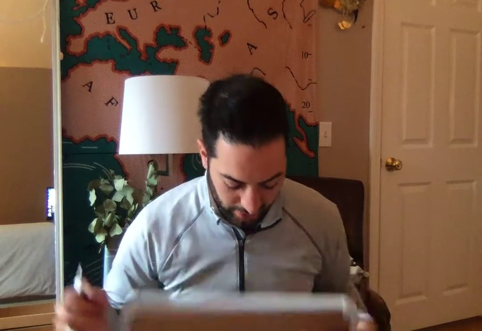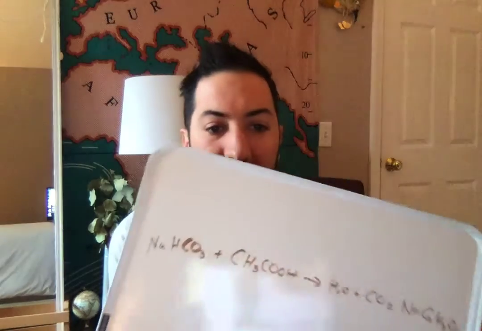So let's go through it. Let me just write it out here. NaHCO3 plus CH3COOH, H2O, CO2, NaC2H3O2. Okay, so I have the reaction right here.